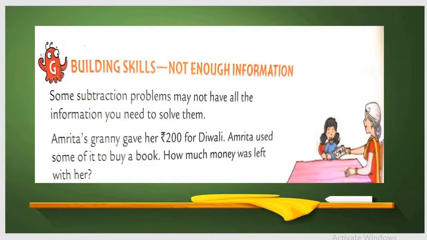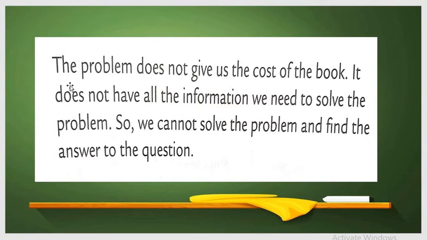I hope you all understood what not enough information is. Here is an example of enough information. Granny gave her 200 rupees for Diwali and she used some to buy a book, and how much money was left? Got my point, all students? Now let's check here. The problem does not give us the cost of the book. The problem is that it does not have all the information.